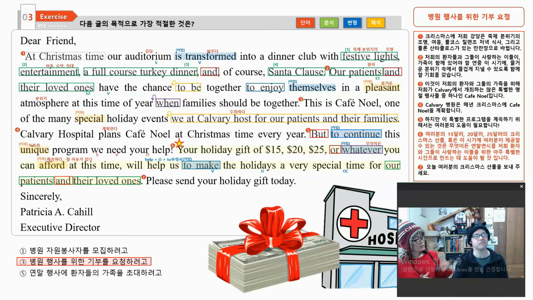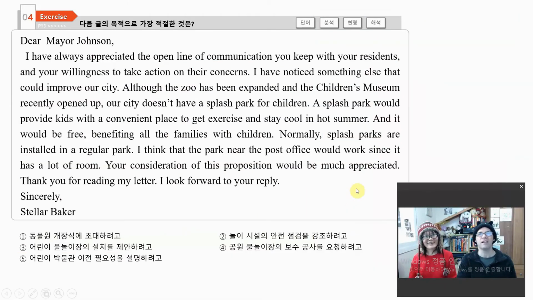So can you tell us again what is the purpose? The purpose of this letter is to get donations in order to put on a Christmas event for patients and families. Okay then. That's all for exercise 3. Okay. Number 4. Time for number 4. So first of all, can you click the vocabulary part? Sure.